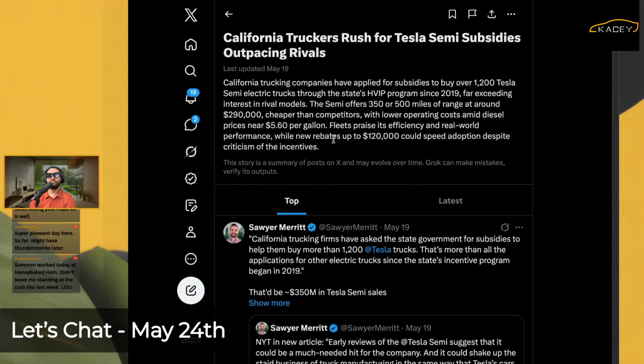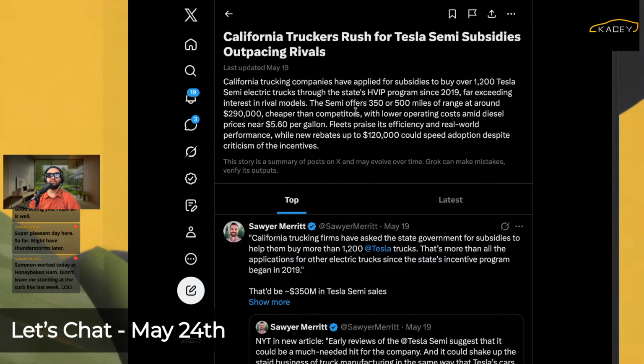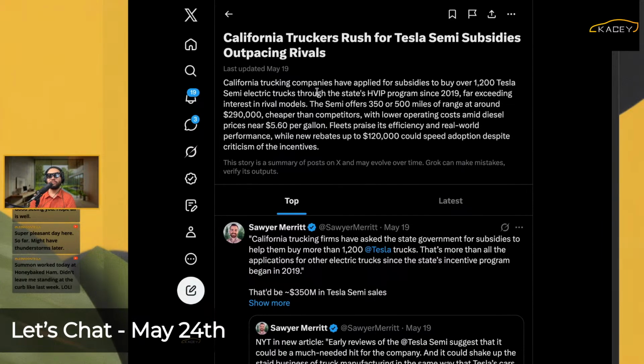All right, so this is a topic, I guess. I didn't know I could bookmark a topic. California truckers have rushed for Tesla Semi subsidies, outpacing the rivals. It's a cheaper, more capable truck, and you're getting money back on something that's going to make you money the whole way through. It's an easy, easy bit of calculus, especially if you've got a place to charge them, or if you can use some of that money to obtain charging.